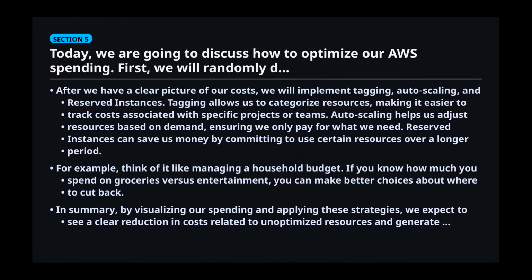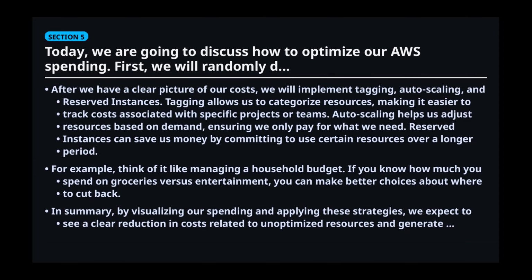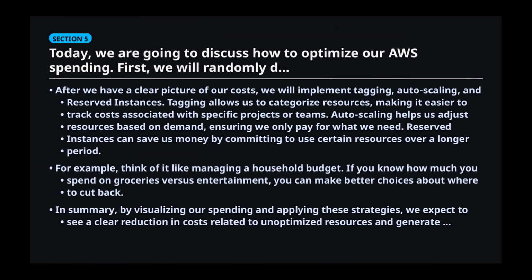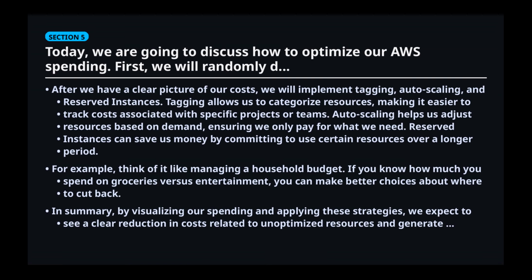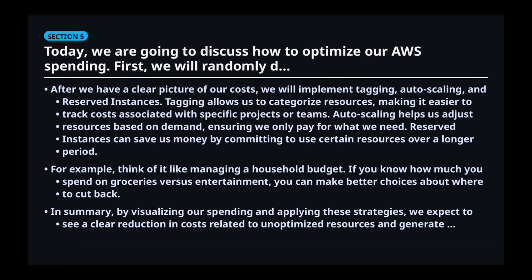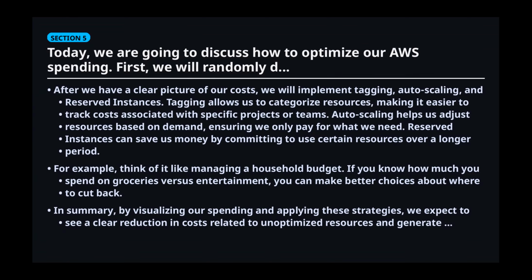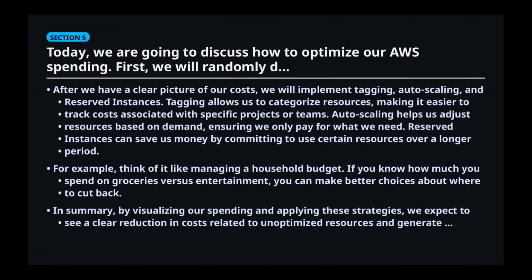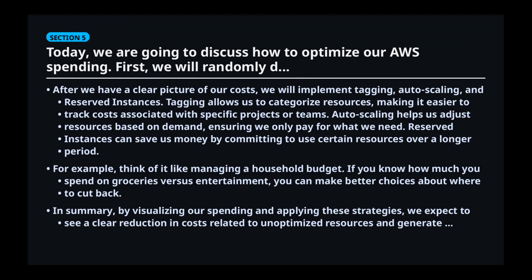After we have a clear picture of our costs, we will implement tagging, auto-scaling, and reserved instances. Tagging allows us to categorize resources, making it easier to track costs associated with specific projects or teams. Auto-scaling helps us adjust resources based on demand, ensuring we only pay for what we need. Reserved instances can save us money by committing to use certain resources over a longer period.